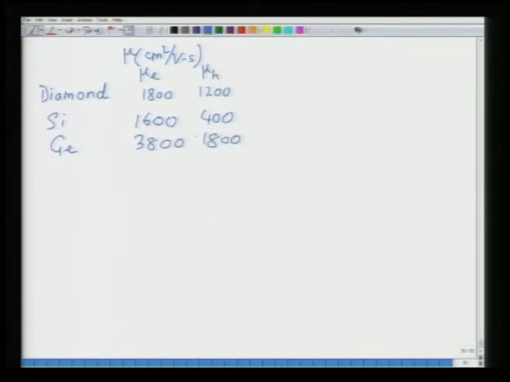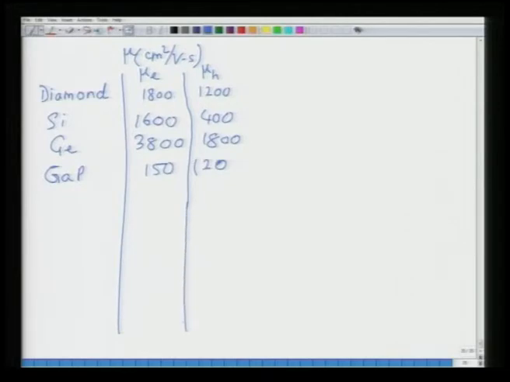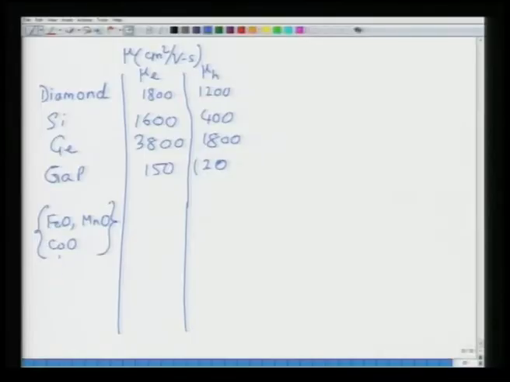And so, these are your non-ionic, covalently bonded solids. And if you look at a compound semiconductor like gallium phosphide, it has much smaller numbers. So, these are approximate numbers, they are not absolute numbers, they depend upon various factors. And now if you look at, for example, oxides like FeO, MnO or CoO, these are typically metal deficient oxides. Metal deficient oxides means you will have holes. So, they are typically p type conducting oxides. So, these are all p type.